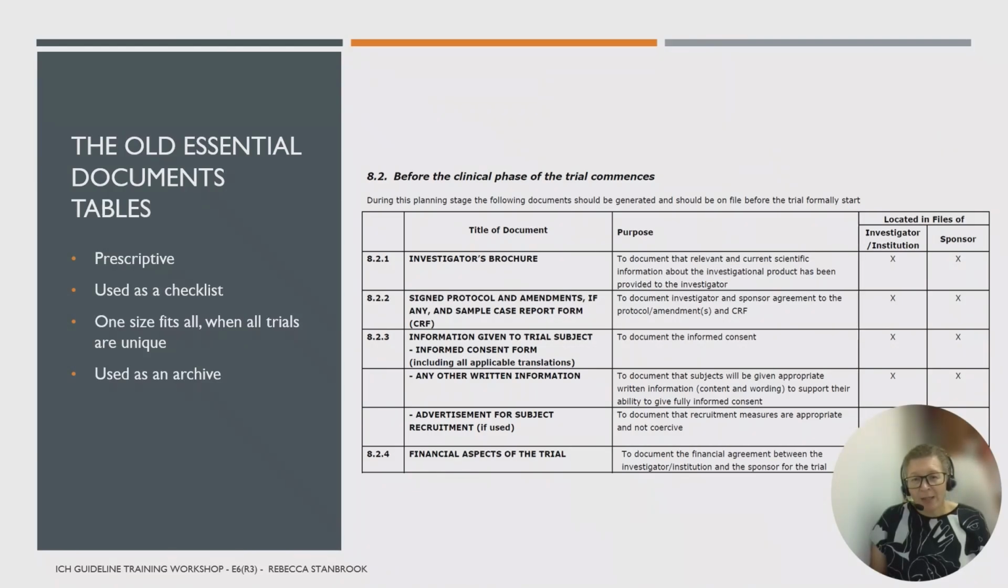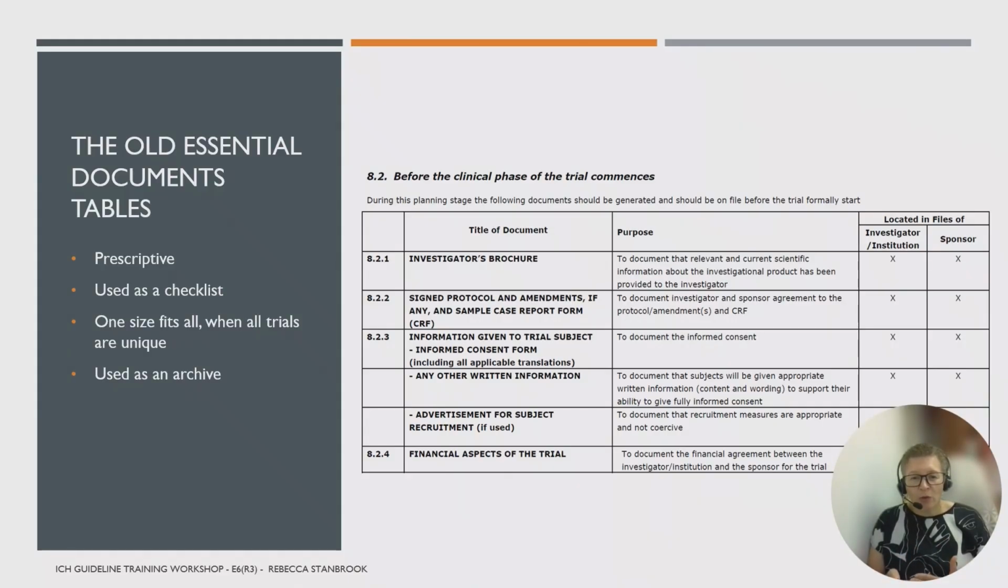Now what we were finding was that people will use these as a checklist. So, oh, have I got this record? Oh, no, I haven't got that. Oh, I better write a file note to say that I haven't got a randomisation schedule because this is an open label trial. So it wasn't adding anything.